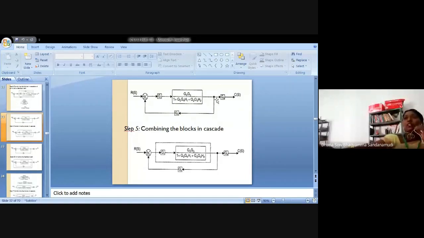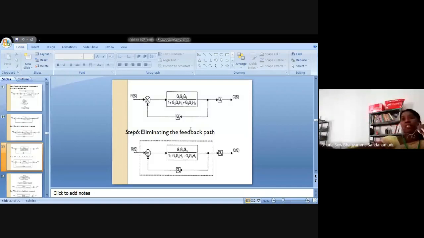So here in this case, in step number 5, you can combine these two blocks. So combining the cascade block. No need to draw this diagram. Next step, simply multiply G1. You will get this. Next, as I have already told you, eliminating the feedback path. So eliminate the feedback path here. This value by 1 plus this value into G4. That's all, eliminating the feedback path.